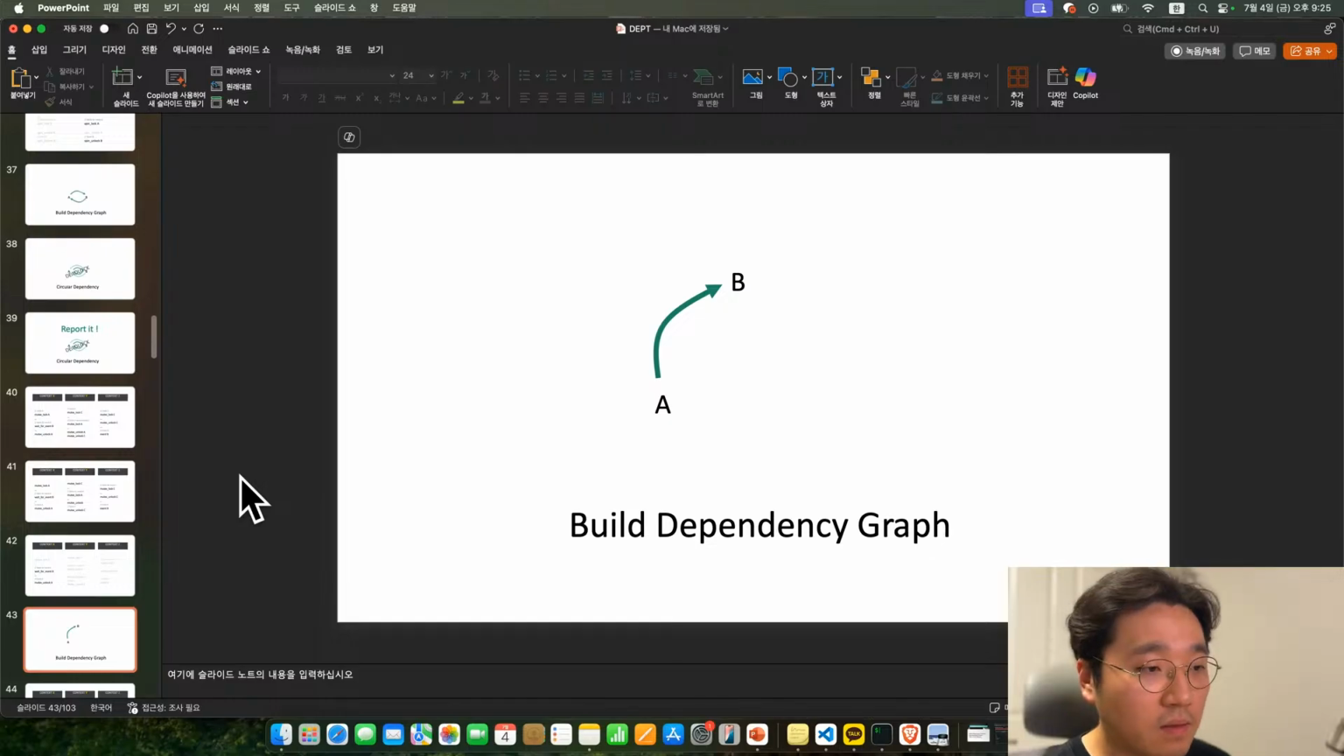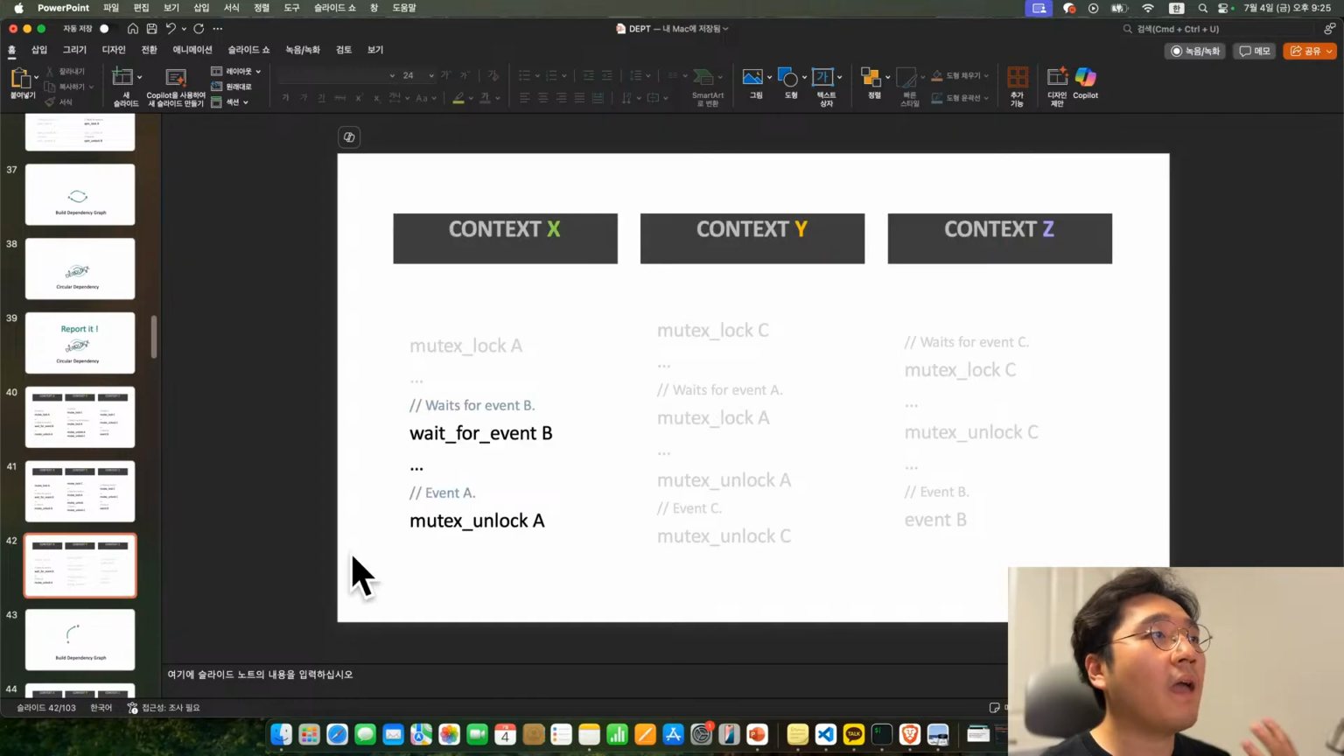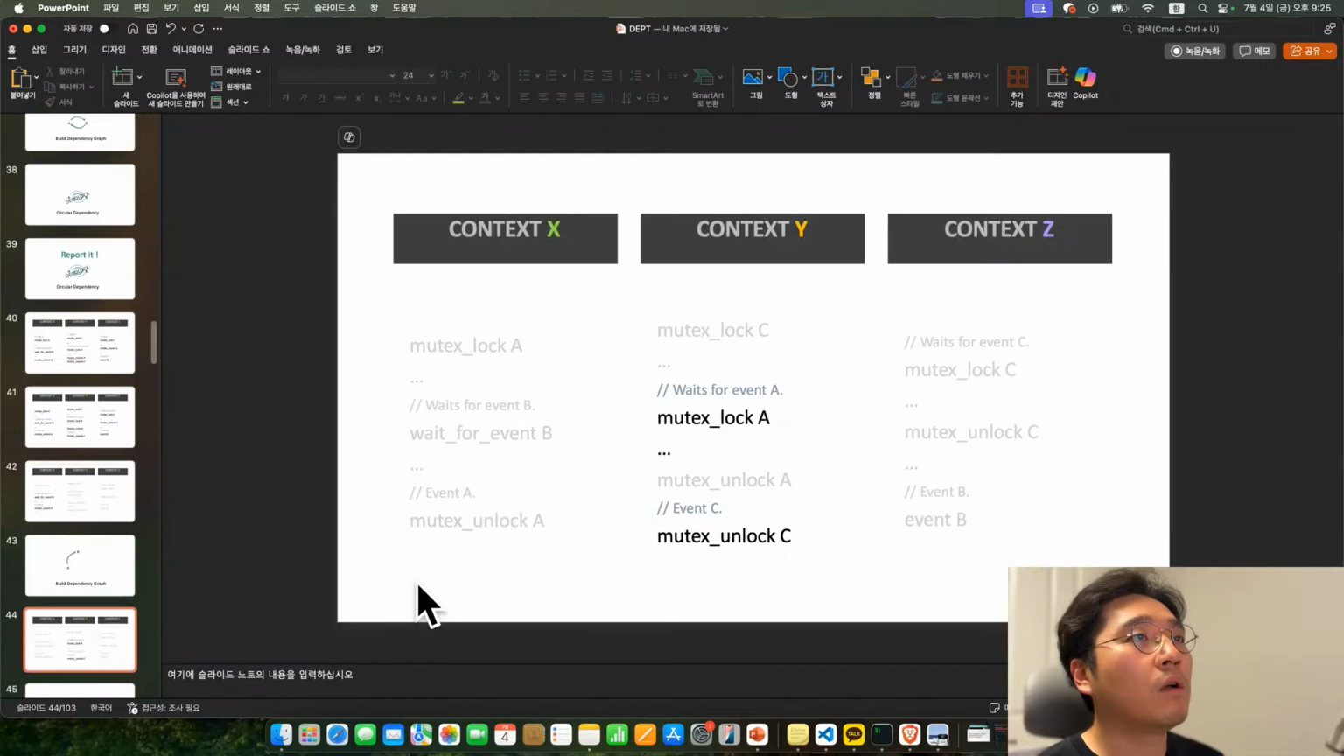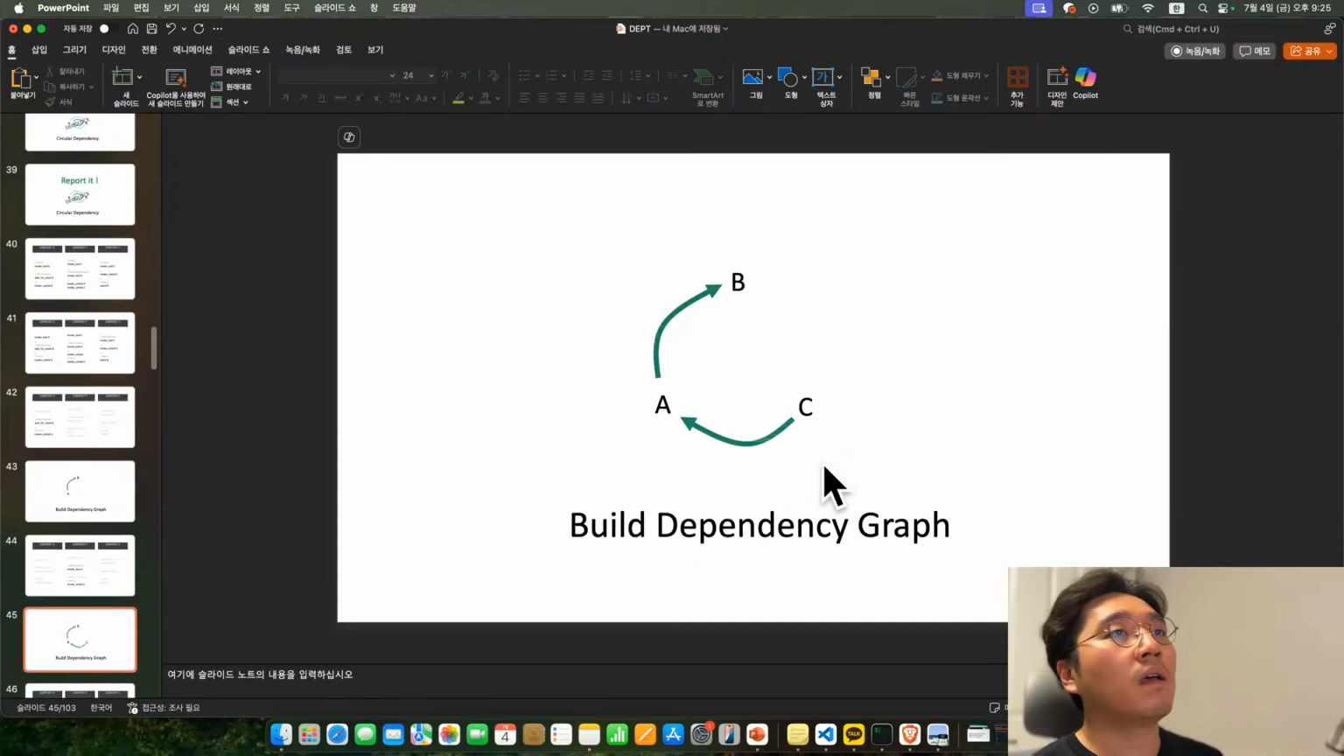So we can draw the dependency graph from A to B. Event A depends on the occurrence of event B, right? So in context Y, event C depends on event A. Event A is in here, right? So we can draw from C to A.